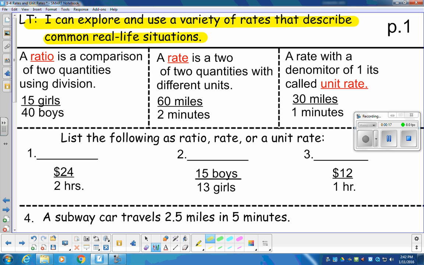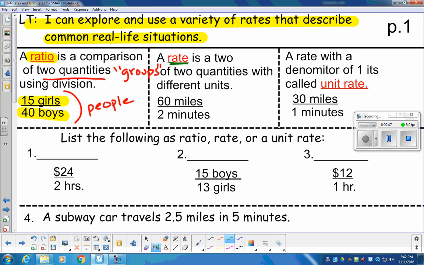We have, first of all, on the left, a ratio. A ratio is a comparison of two quantities using division. So you have two different groups of things being measured and being compared. You have 15 girls compared to 40 boys. You're still talking about comparing people into two separate groups. That's called a ratio.